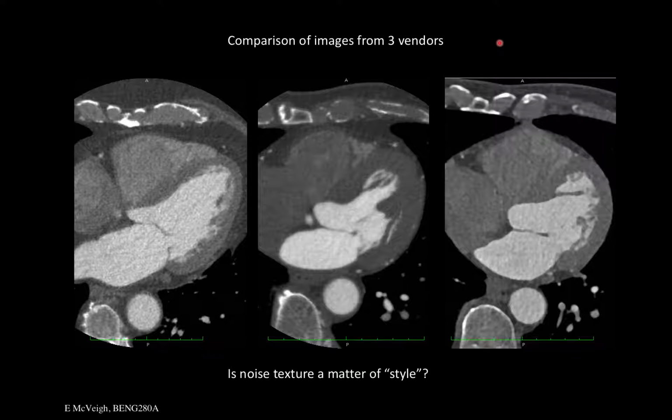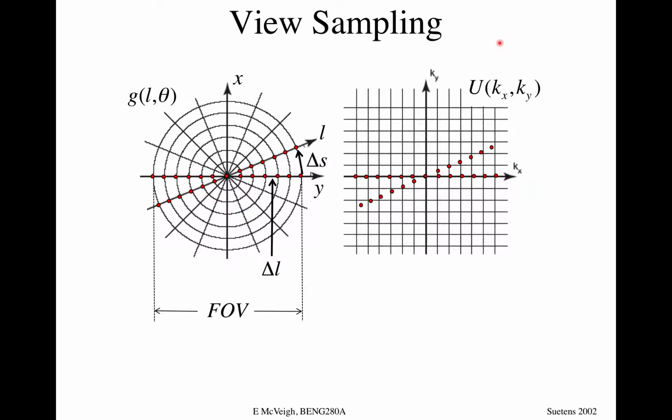So in creating images, you get to modify, to a certain extent, the raw data. So if we go back, let's see what I got here. If we go back to here, okay.